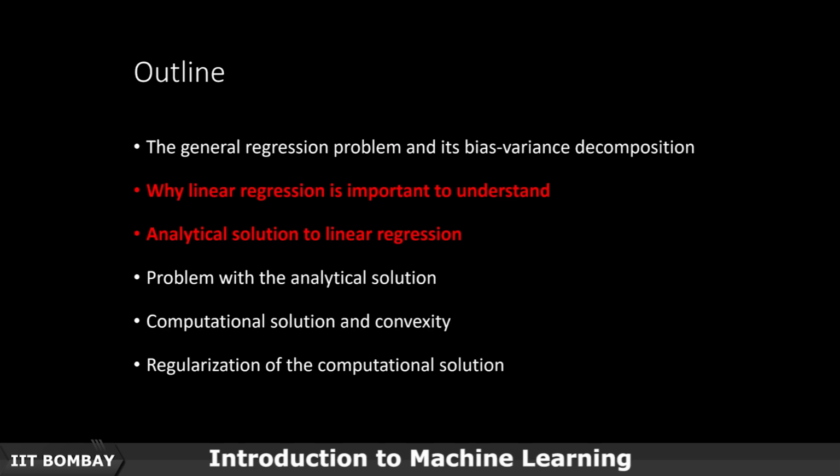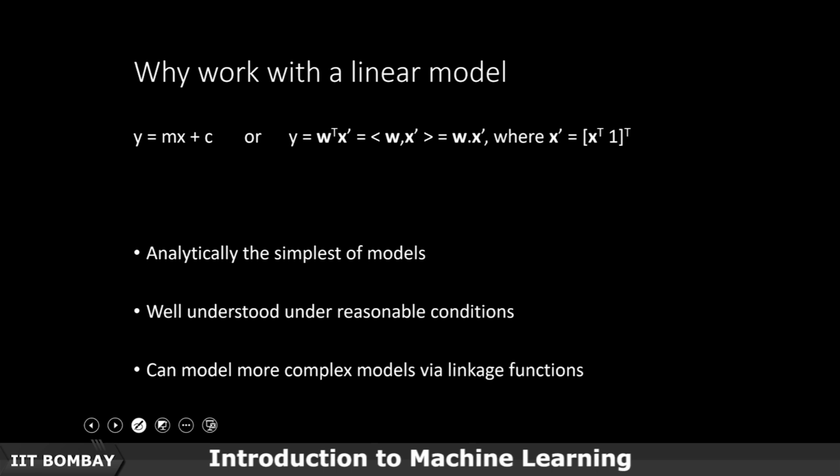So until now we were looking at regression as a general regression problem. We did not actually assume any form of the regression model. We did not assume any form of y of x. Now what we will do is we will assume a particular form, specifically the linear form, and then we will try to understand what kind of solutions we can get for that linear form. Now before that, it is important to understand why the linear form is used.